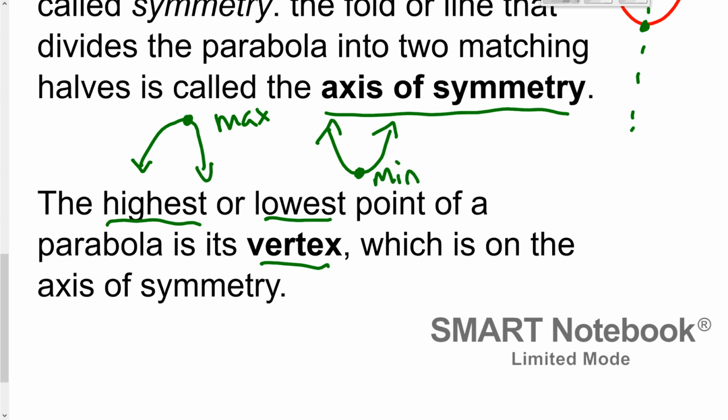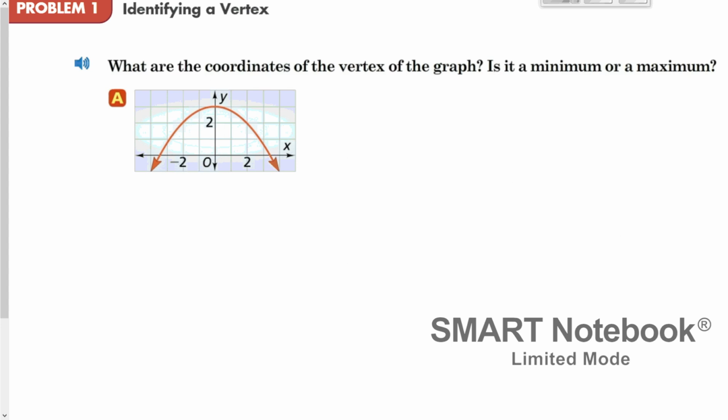So let's answer some of those questions. Okay, so go ahead and identify the vertex here. Your lowest or highest point, and it's either one or the other. It can't be both. So it's either a low point or a high point, and it's located in the middle. So give me the coordinates of that point. 0, 2.